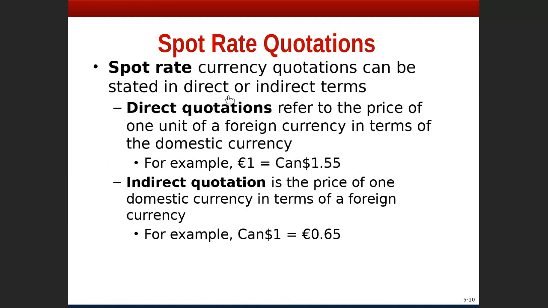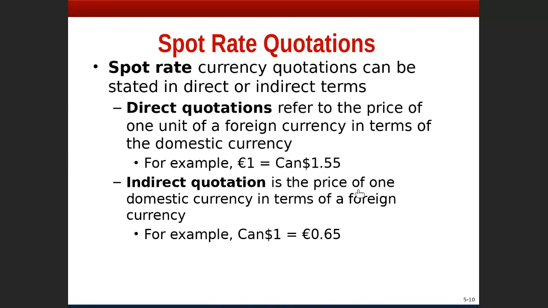How are currency quoted in this market? Well, spot rate currency quotations can be stated in direct or indirect terms. Direct quotations refer to the price of 1 unit of a foreign currency in terms of the domestic currency. So if I'm in Canada and I'm wondering how much would it cost me to purchase 1 euro, well, that is a direct quotation for the euro. In this example, it will cost me 1.55 Canadian dollars per euro.